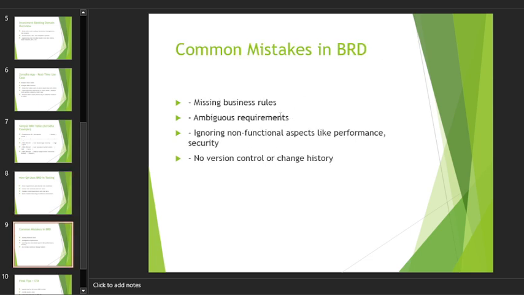Common mistakes in a BRD are missing business rules, ambiguous requirements, ignoring non-functional aspects like performance and security, and no version control of the change history. These are some common mistakes that happen in BRDs.